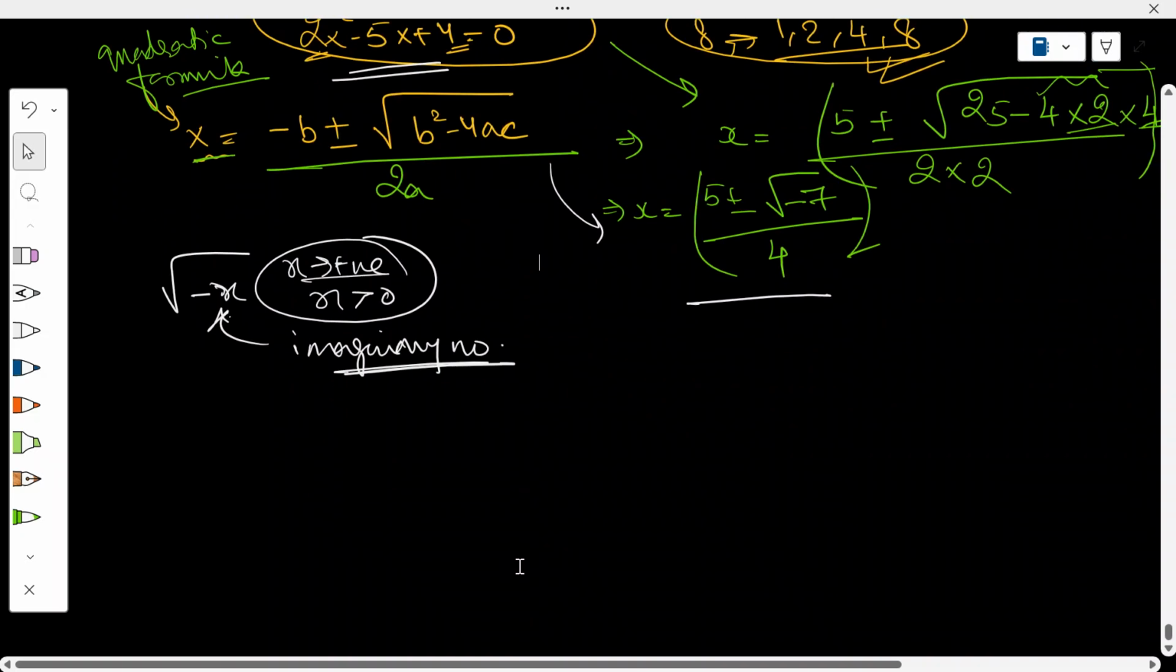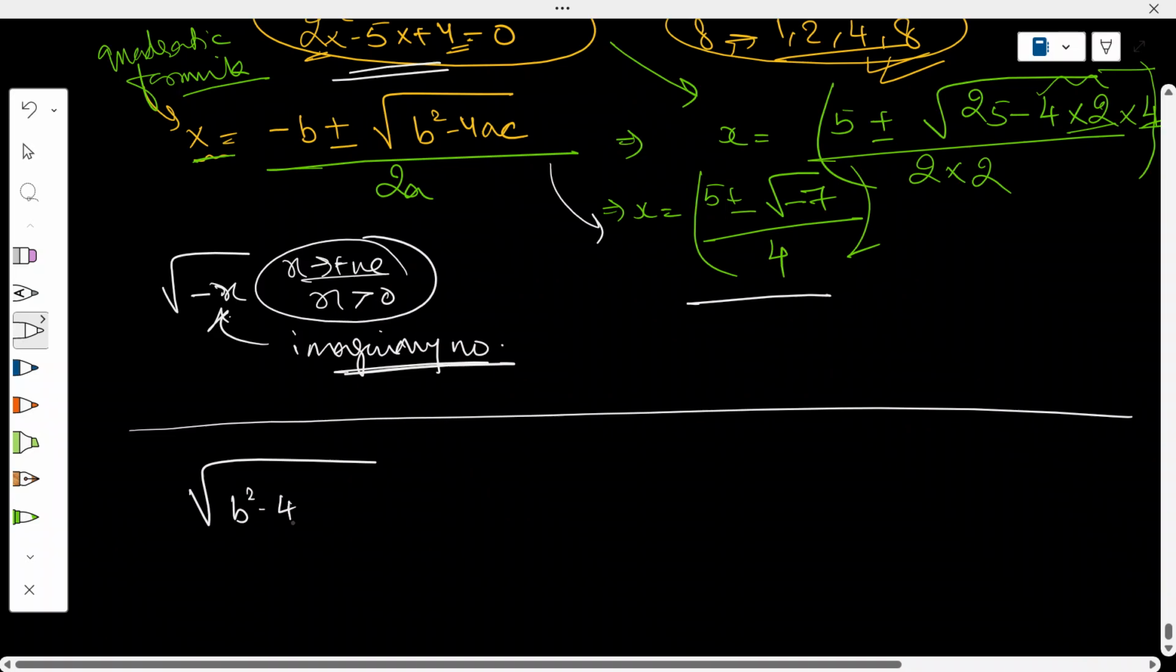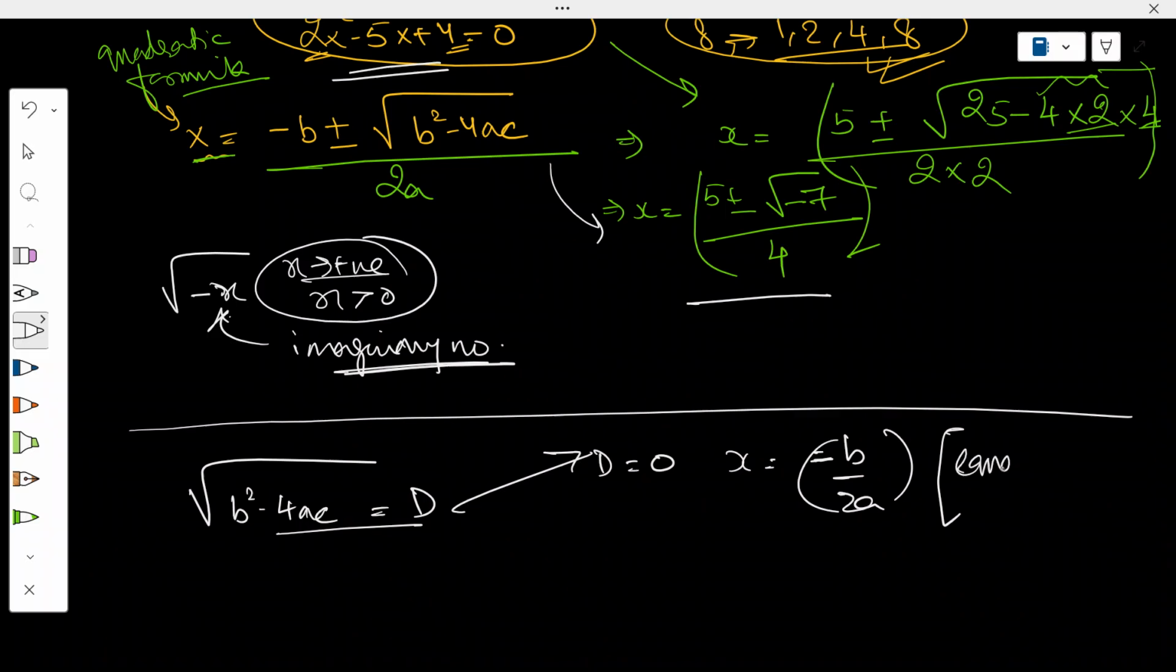Continuing on with this, based on the property of the term under root b square minus 4ac, which we can simply write as capital D, we have types of roots. Suppose D were 0, then our roots will be minus b by 2a. Since the quadratic equation has two roots, in this case both the roots would be equal to minus b by 2a. So here we have equal roots.